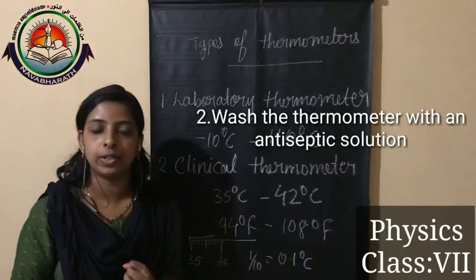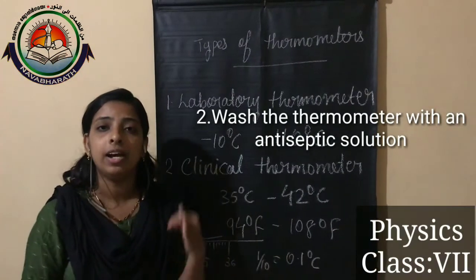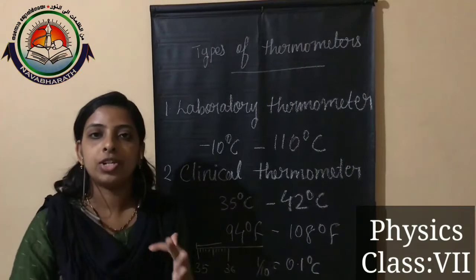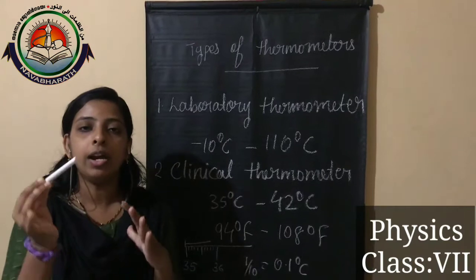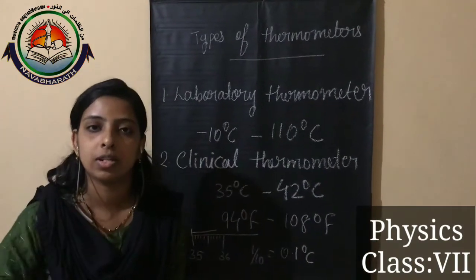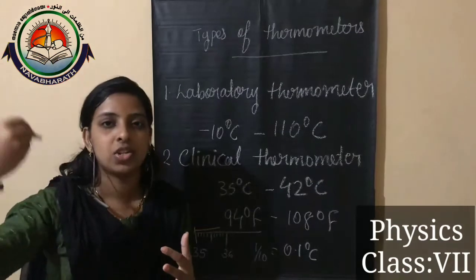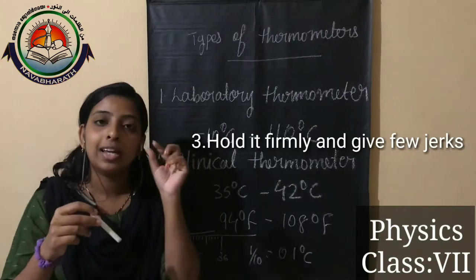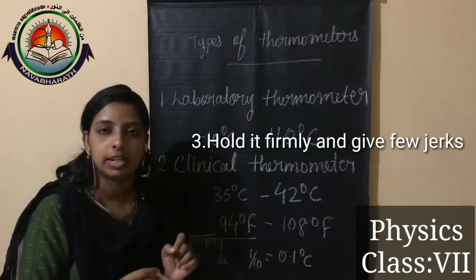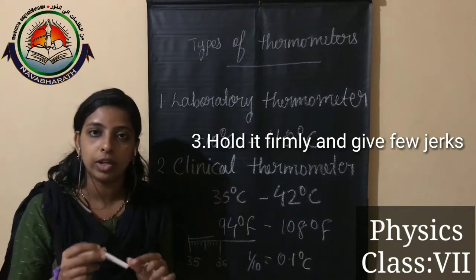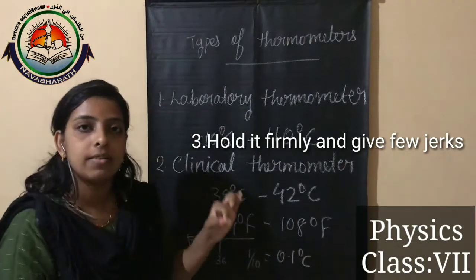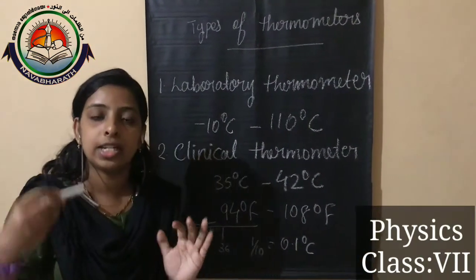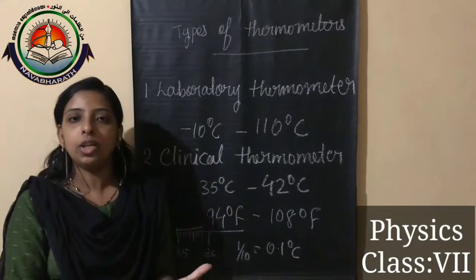This is the second point. And the third point is that before we use this clinical thermometer to take the temperature, we should give it some jerks. What do I mean by jerks? We just shake it like this. Why do we do that? We have to make sure that the level of mercury is below 35 degrees Celsius. So that's why we should give it some jerks before use.